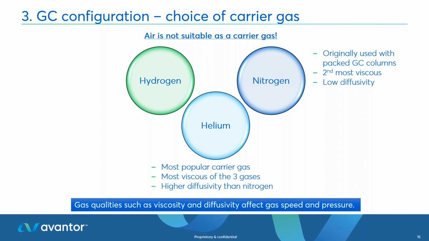Helium is the most popular. It's the most viscous of all three gases, but it has quite a high diffusivity, higher than nitrogen. Then the most efficient carrier gas, which everyone's being recommended to change over to, is hydrogen. This is the least viscous. It's got the highest diffusivity of all the gases. So these sorts of qualities influence how fast the gas will travel and the pressure.